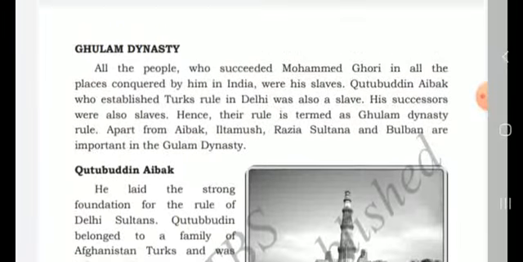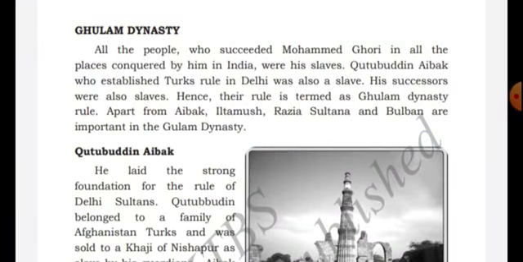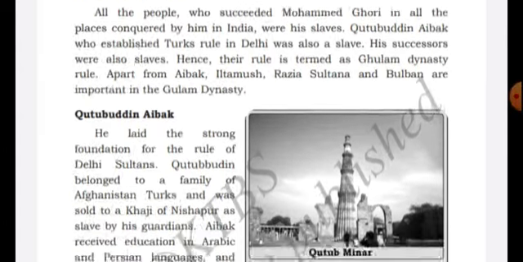All the people who succeeded Muhammad Ghori in the places conquered by him in India were his slaves. Qutbuddin Aibak established Turk rule in Delhi. He was also a slave under Muhammad Ghori, and his successors were also slaves. Hence the rule is termed the Ghulam dynasty rule. Aibak, Iltutmish, Razia Sultan, and Balban are the important rulers of the Ghulam dynasty.